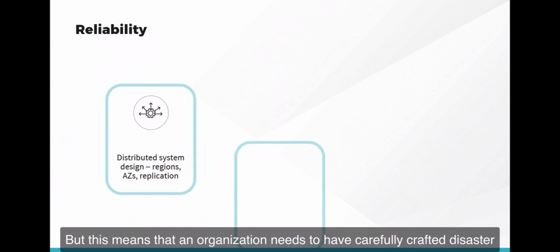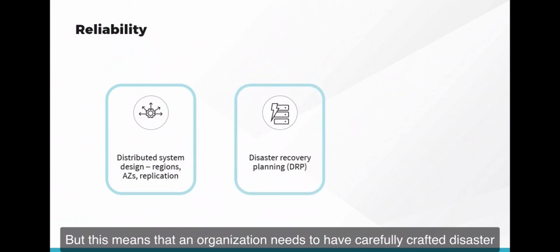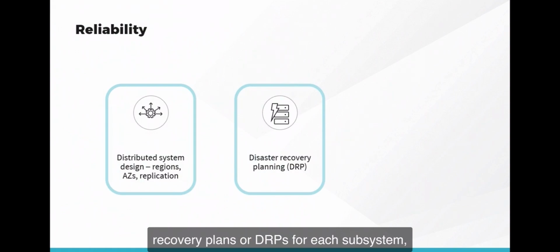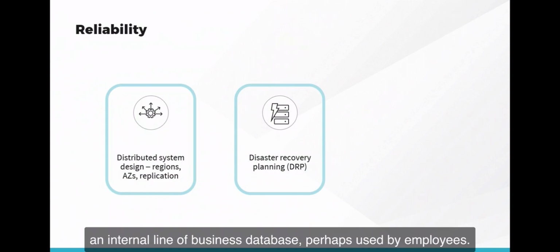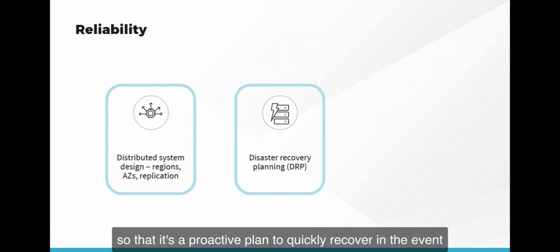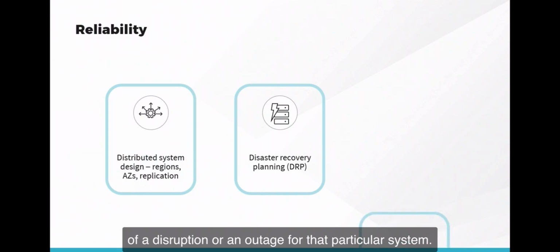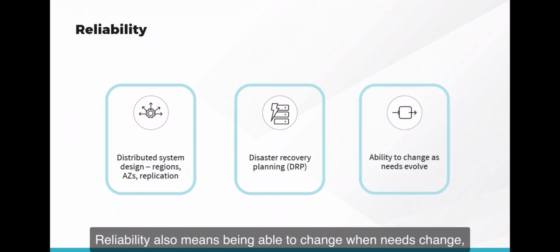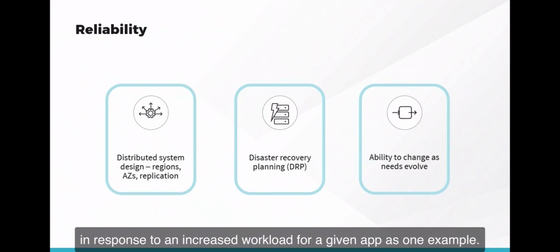But this means that an organization needs to have carefully crafted disaster recovery plans, or DRPs, for each subsystem, such as for a customer-facing web app versus an internal line of business database perhaps used by employees. Each of those systems should have a different disaster recovery plan so that it's a proactive plan to quickly recover in the event of a disruption or an outage for that particular system. Reliability also means being able to change when needs change, such as scaling out, using auto-scaling to add EC2 instances in response to an increased workload for a given app, as one example.